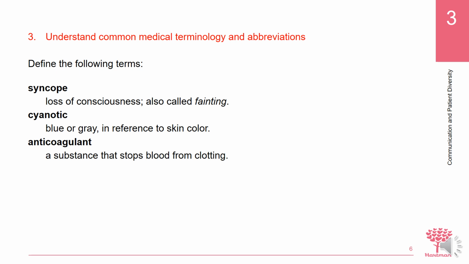Although a full course in medical terminology is beyond the scope of what we're trying to accomplish here, it's still important for the phlebotomist to have a familiarity with some common medical terms and abbreviations that we'll cover, such as syncope, which is another word for fainting, loss of consciousness, something that the phlebotomist may have to be concerned about when patients have an overt fear of blood. When a patient has skin that is blue or gray, it is called cyanotic or cyanosis.